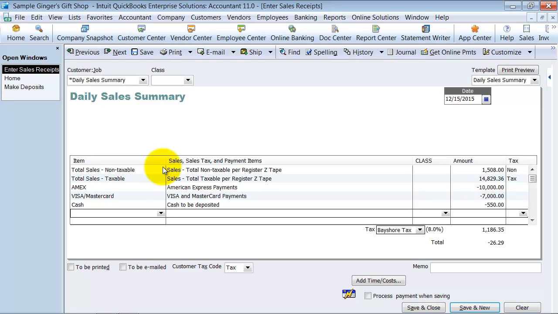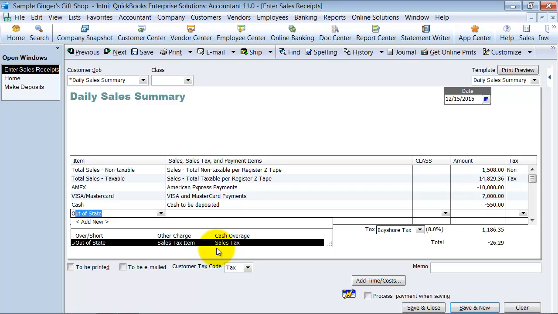Okay. It's calculating our total for us over there. So that leaves us with a total that we are off by $26.29. Love to see that be negative, because that means you have too much cash, more than you expected. But we're going to go ahead and put it to over and short.